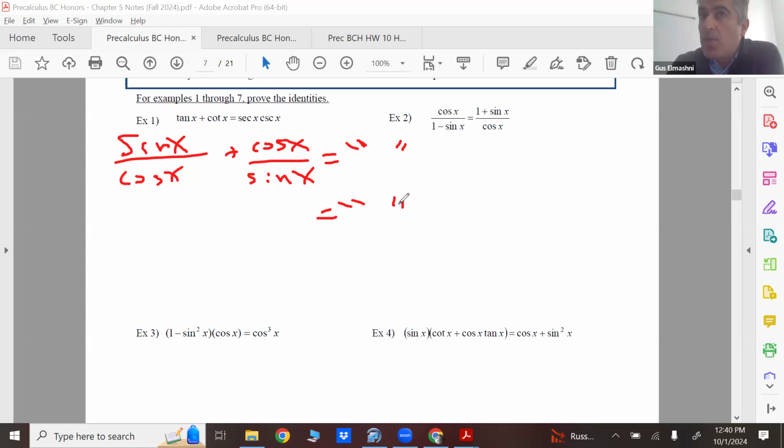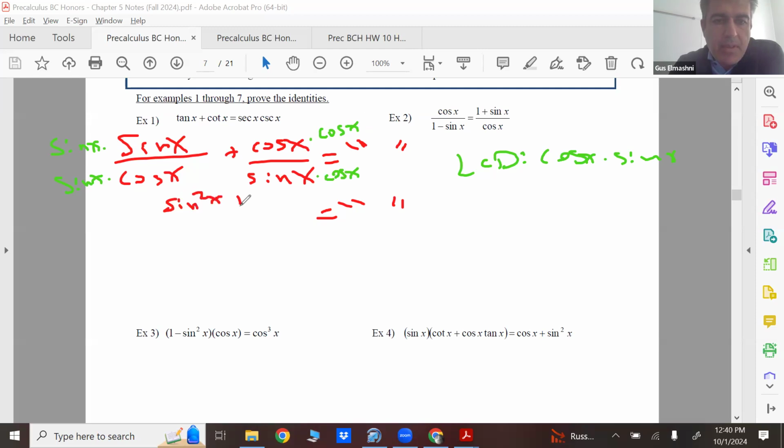What algebraic manipulation should I do with these two fractions? LCD, what is it? Perfect. Thank you, Thomas. So yeah, cosine x times sine x. So this is going to be sine x times sine x, and here it's going to be cos x. So if I do that, I should get this: sine squared x plus cosine squared x over cos x times sine x.